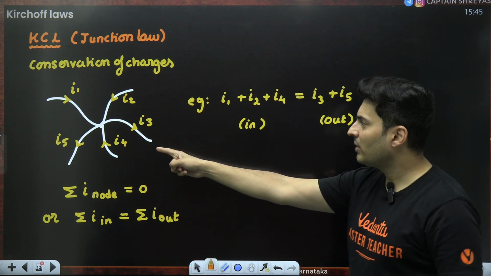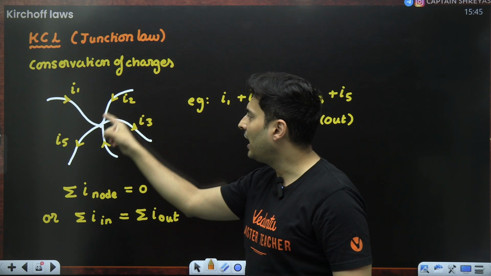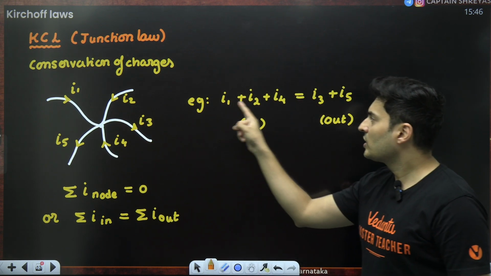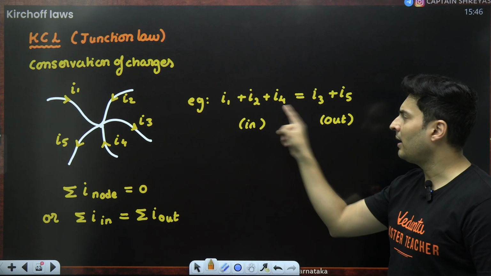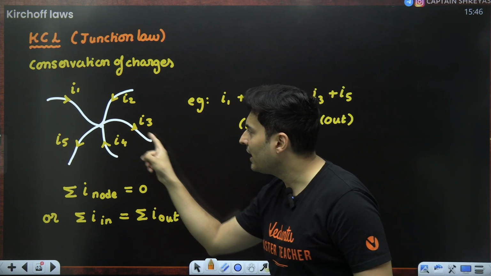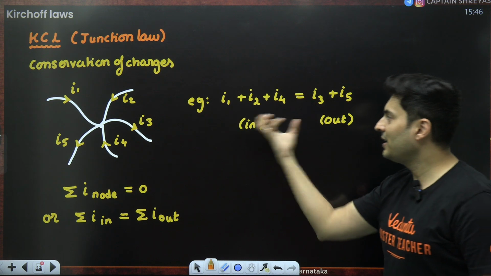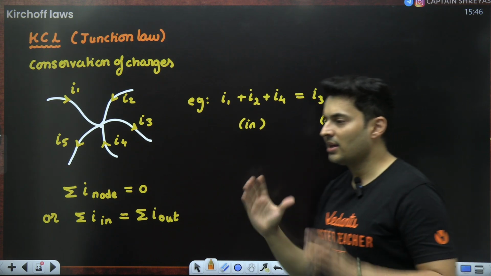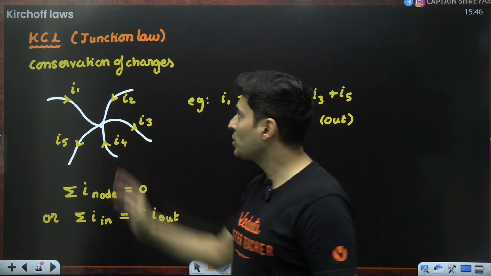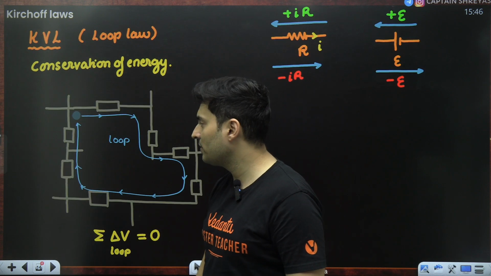So in this example, as you can see, I1, I2 and I4 are coming in. So currents going in are I2, I1 and I4. The currents going out are I3 and I5. So currents going in is equal to currents going out. That is a simple application of Kirchhoff's current law, based on conservation of charges.